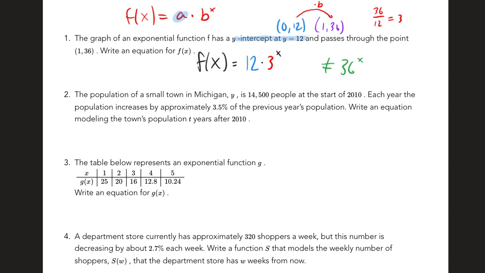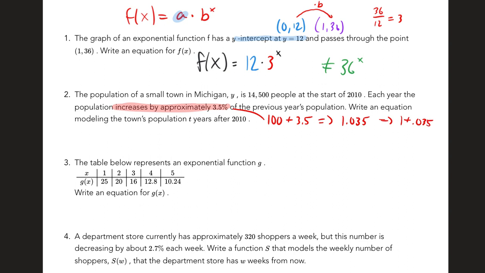Next one, so the population of a small town in Michigan, y, is 14,500 people at the start of 2010. Each year the population increases by approximately 3.5% of the previous year's population. Write an equation modeling the town's population t years after 2010. So one thing I'm seeing here is this percent increase, right? So we talked about that. We take the 100% that we already had, plus 3.5%, right? And so writing that as a decimal is 1.035, or we use 1 plus 0.035 as our growth rate.